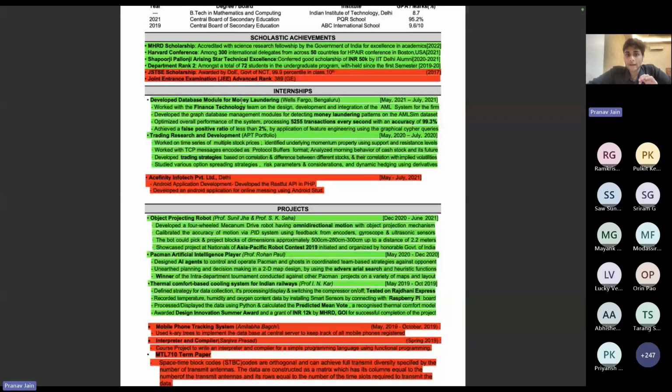Here itself, we wrote that it was a finance technology team. You mention the team name, and that money laundering patterns in the AML sim data set was the project title that we needed to do, and we did it using graph database management modules. And what were the results created in my internship? It was 5 to 5 transactions every second with an accuracy of 99.3%. These are the numbers that you need to include whenever you are writing your internship. And the major technology that you used during the internship, that also you have to write. I think I emphasized the internship as much as I can, and you got my basic point on how to structure your internships.